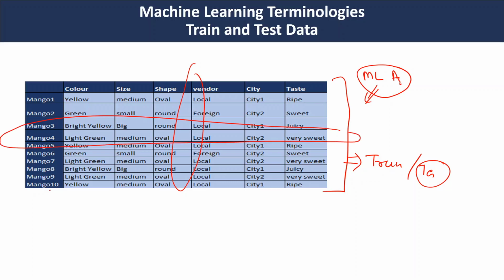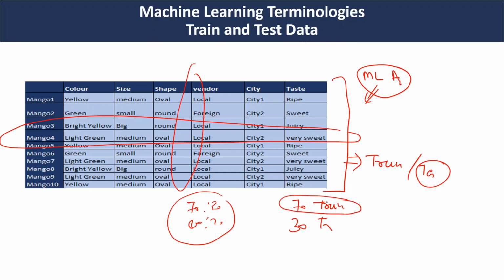There are 10 rows. We will divide this data in a 70:30 or 80:20 ratio, as per the data availability and the data size. 70% of the data we will consider for train and 30% for test. We will use this 70% training data to train the machine learning model, and this 30% data we will use to test this model.